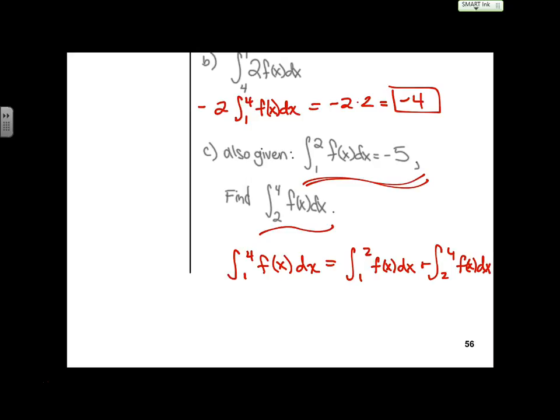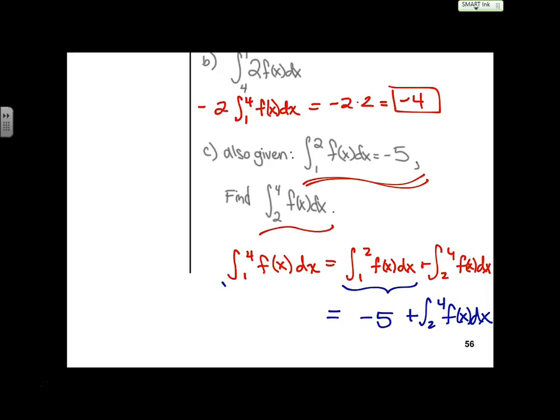Do you see what I'm saying though? The integral from 1 to 4, the total area under f of x from 1 to 4, is going to be the area from 1 to 2 and from 2 to 4 put together. Now what do we know? What can we fill in? From the clues we can say the integral from 1 to 2 is -5 plus, we don't know this guy, so we'll just leave him unknown, 2 to 4 of f of x dx.